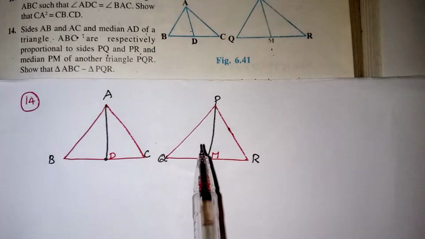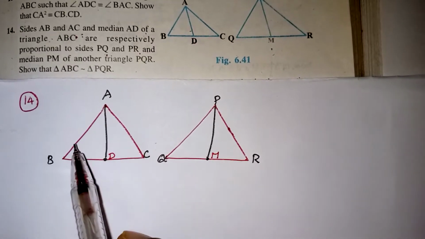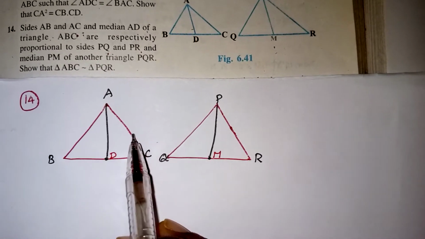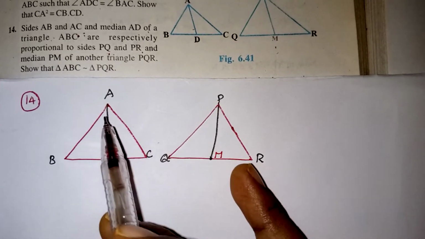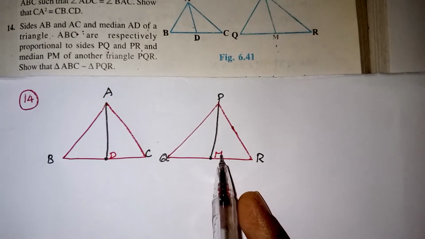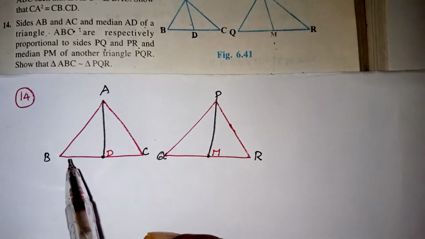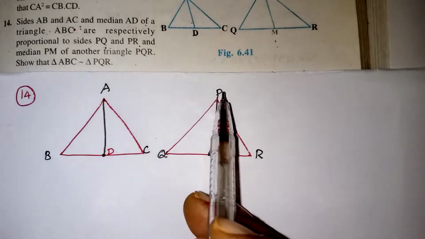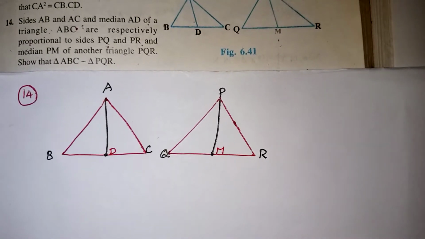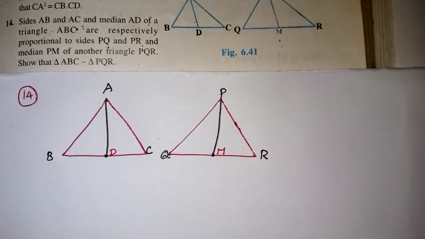ABC is one triangle, PQR is another triangle. AB side and PQ side are proportional. AC and PR are proportional. AD and PM are also proportional. Now we have to show that triangle ABC and triangle PQR are similar.